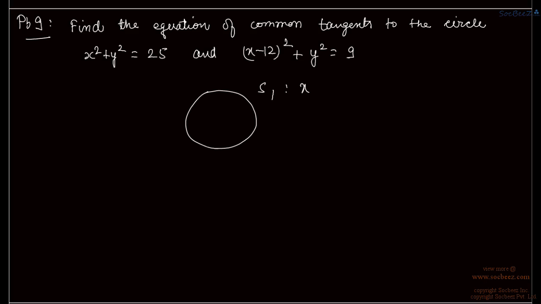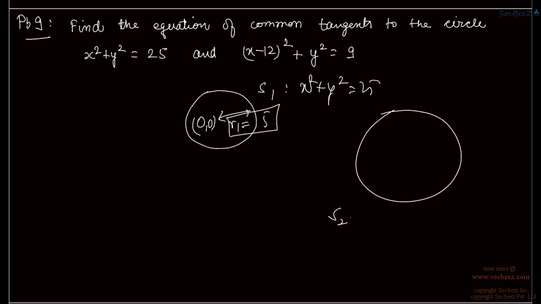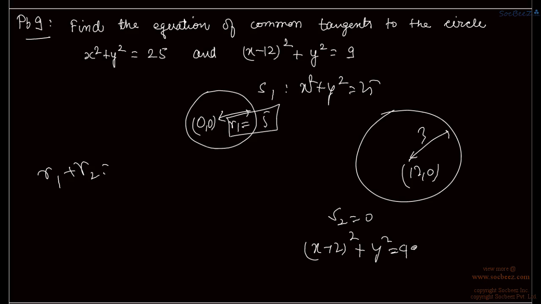So we have a circle, say S1, that is x square plus y square is equal to 25. Its center is the origin 0, 0 and its radius is 5, right? R1 is equal to 5. And there is another circle, say S2 is equal to 0, which is x minus 12 square plus y square is equal to 9. That means its center is 12, 0 and radius is 3 units. So we have R1 plus R2 as 5 plus 3 is equal to 8, and the distance between their centers, say one is O1 and the other is O2.